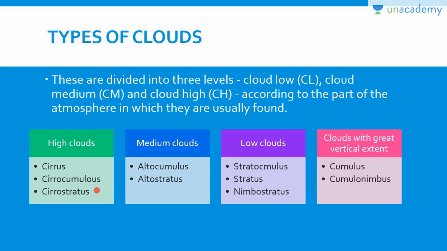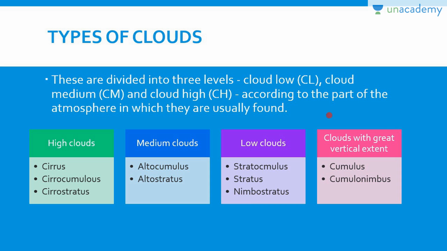Now in the last class I told you what cumulus means and what stratus means. Medium clouds, alto means medium. Their height ranges from 7,000 to 20,000 feet. They are further classified into altocumulus and altostratus. Now low clouds, their height is below 7,000 feet, and they are further classified into stratocumulus, stratus and nimbostratus.